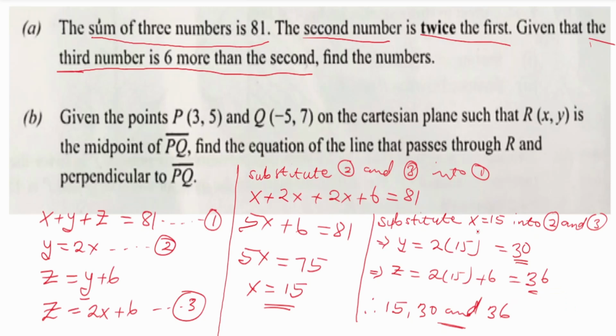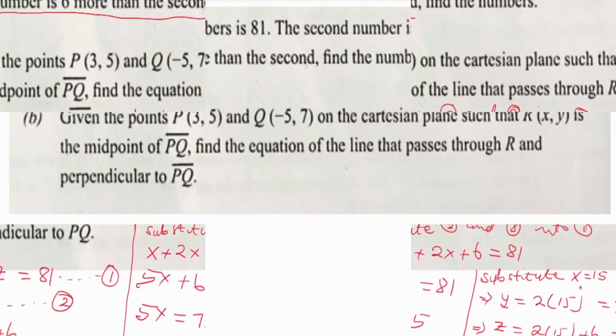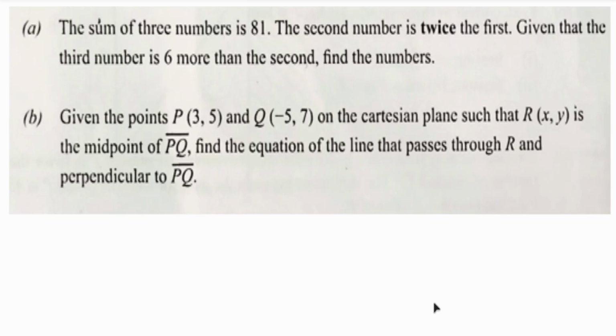Let's move to the second part of the problem. The B part says that given the point P with coordinate (3, 5) and Q with coordinate (-5, 7) on the Cartesian plane such that R with coordinate (x, y) is the midpoint of segment PQ, find the equation of the line that passes through R and is perpendicular to PQ.